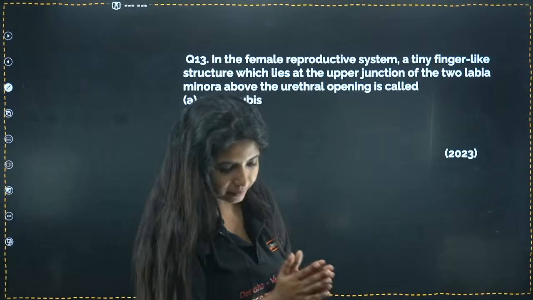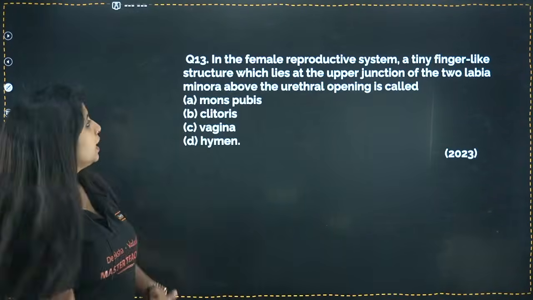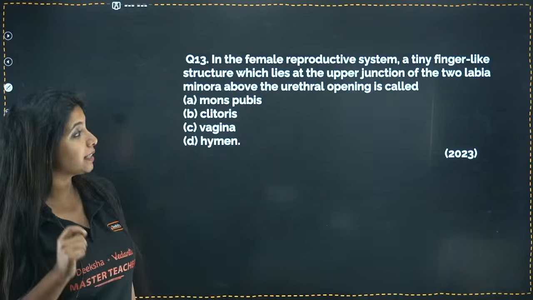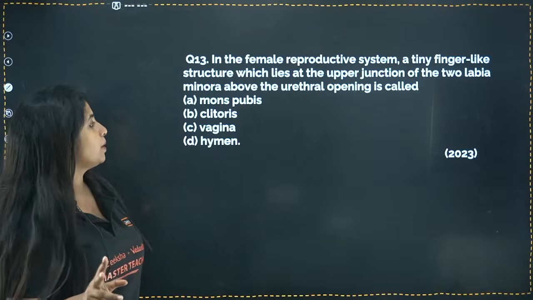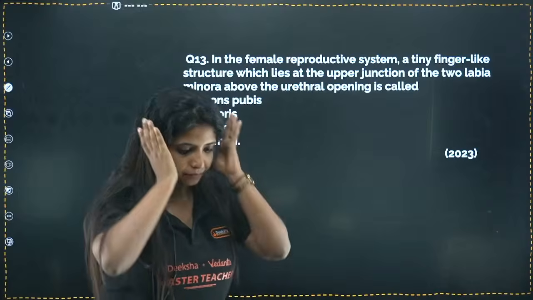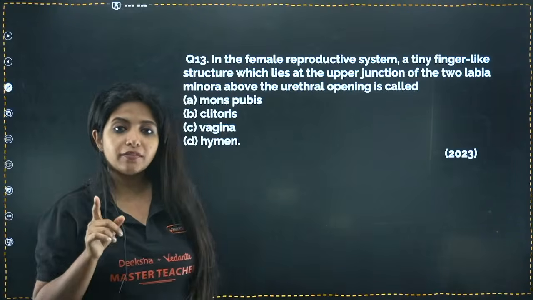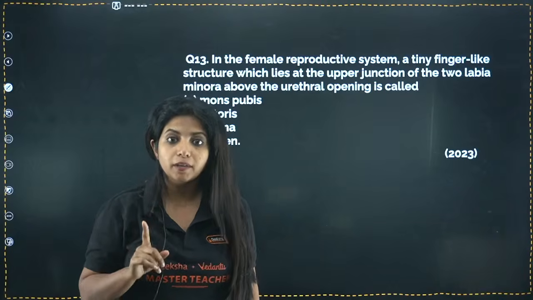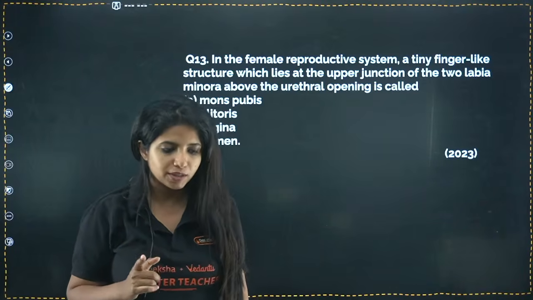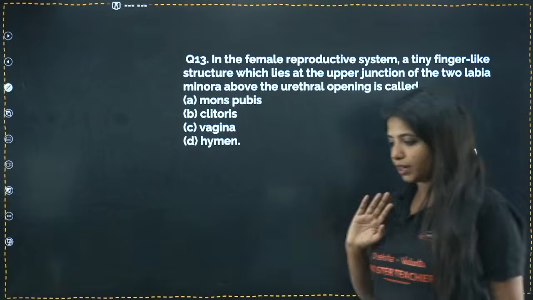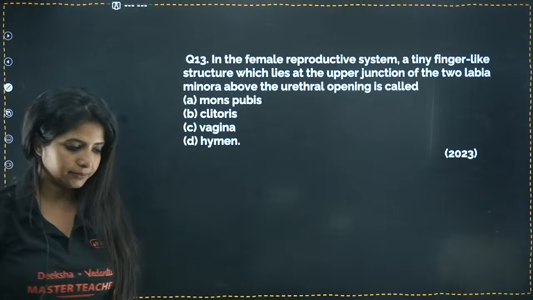Okay, so children, now let's try to solve this question. In the female reproductive system, a tiny finger-like structure which lies at the upper junction of the two labia minora above the urethral opening is called what? So everyone, I'm hoping that you have watched the Masterstroke concept video. If not, please watch it. I have put in so much effort, and I'm pretty sure everyone who watches it will not forget anything. Sorry, yes.